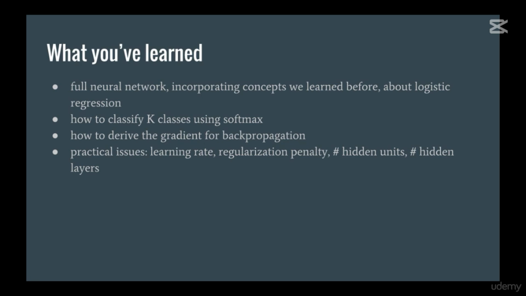I took you from logistic regression to building a neural network out of individual logistic units. We then took logistic regression for binary classification and extended it with softmax for classifying an arbitrary number of classes. We talked about how to derive the gradient for backpropagation from first principles, and remember, what's most important isn't that you watched me do it, but that you're able to do it on your own. If you can't, you should practice until you can. We also covered practical issues surrounding neural networks, like how to choose the learning rate, the regularization penalty, the number of hidden units, and the number of hidden layers. I showed you how to do cross-validation so that you can properly decide which model is better.